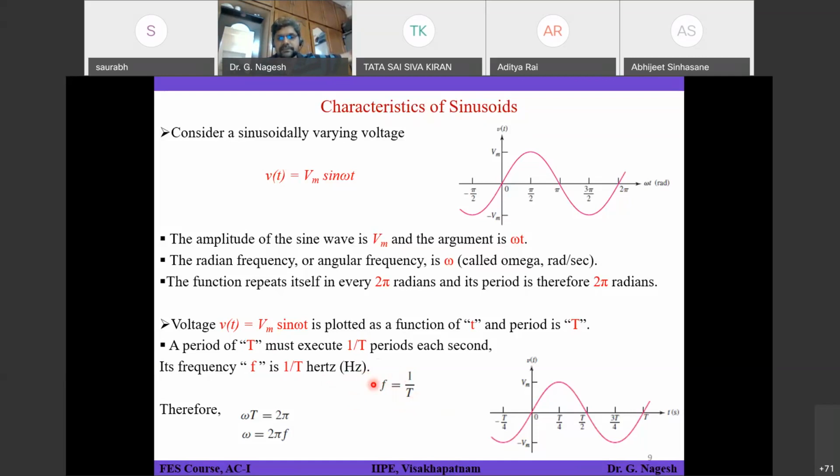In India, the frequency ideally needs to be maintained at 50 hertz. In some countries it may vary; in the US it is 60 hertz, but in India we follow 50 hertz. So omega T equals 2 pi, and omega equals 2 pi f. Remember, the unit for omega is radians per second, the unit for time is seconds, so the unit of omega t is radians.